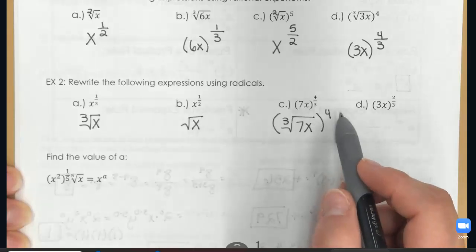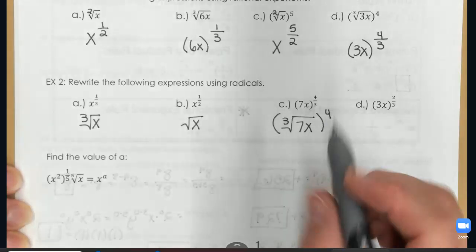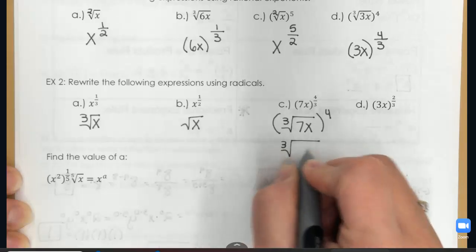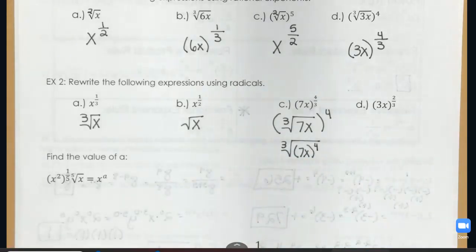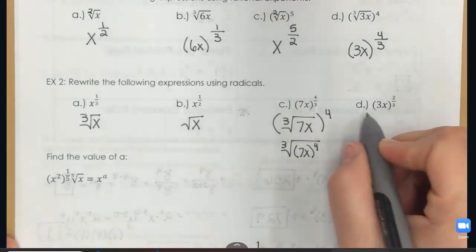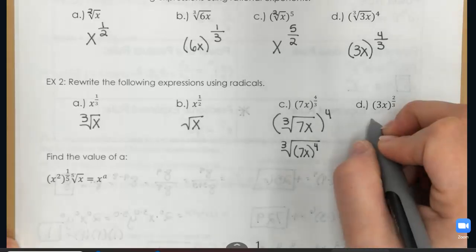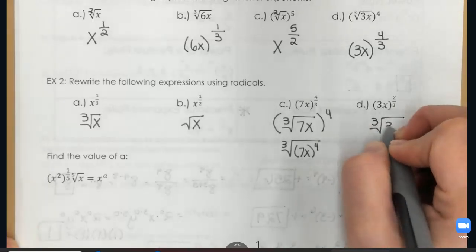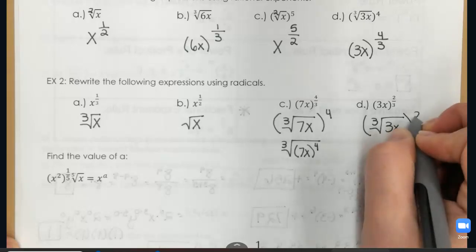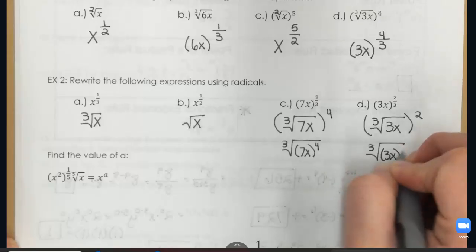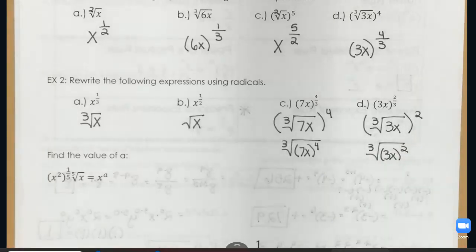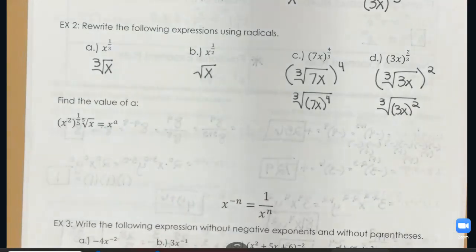Now with the 4, I have two options. I could put it on the outside like I did here, or I could put it on the inside of my radical, but we just need to make sure we're keeping parentheses around the 7x so we know the 4 applies to both. And then on d, I have 3x to the 2/3, so this is going to be another cube root of 3x, and we're squaring it so that 2 exponent can go on the outside or on the inside.